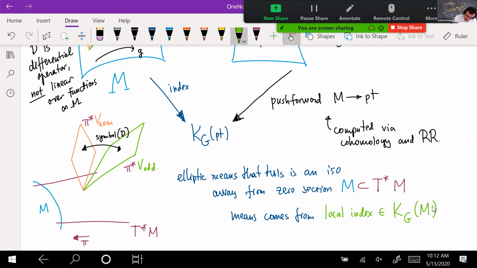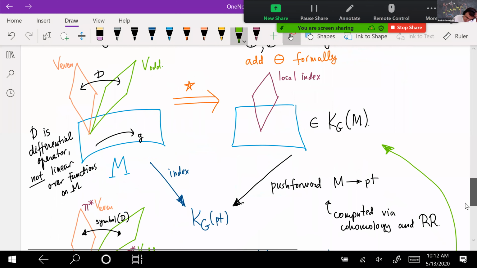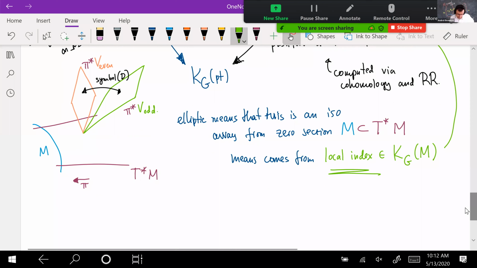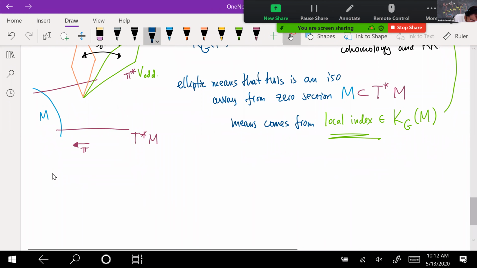So this is the object that we're trying to put here. When you compute something, the conclusion from this is what we question.